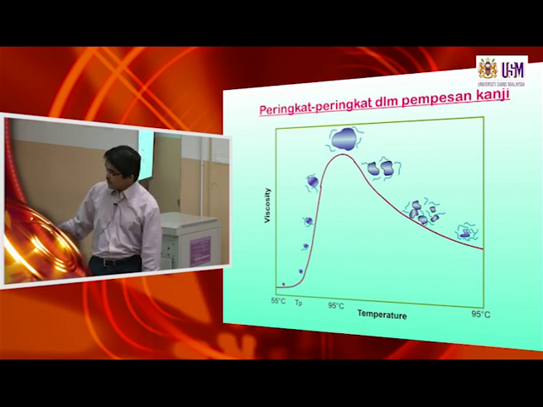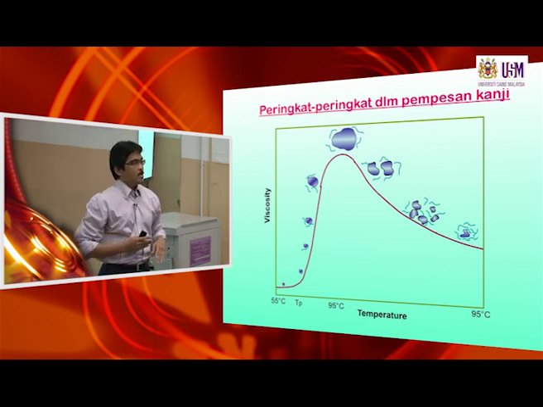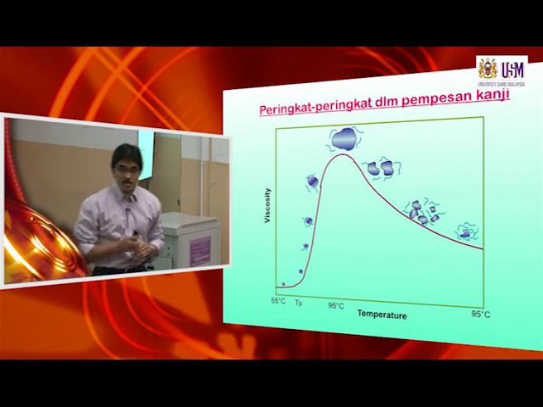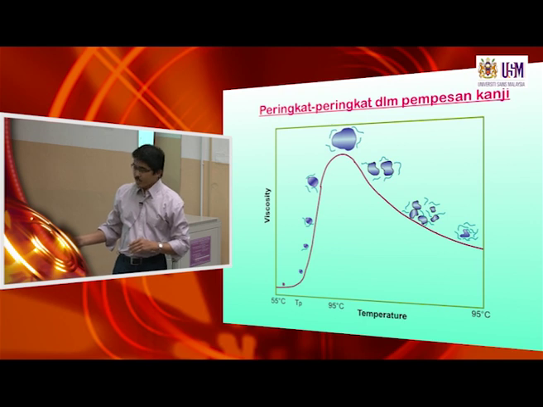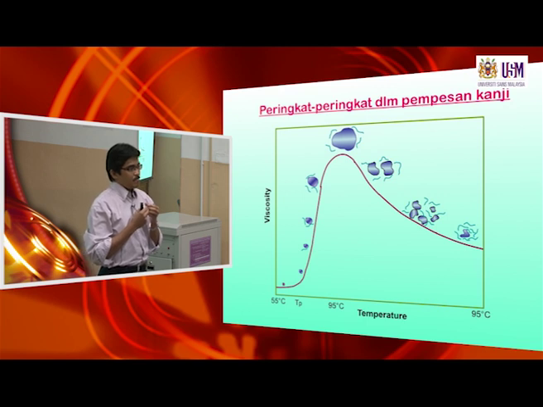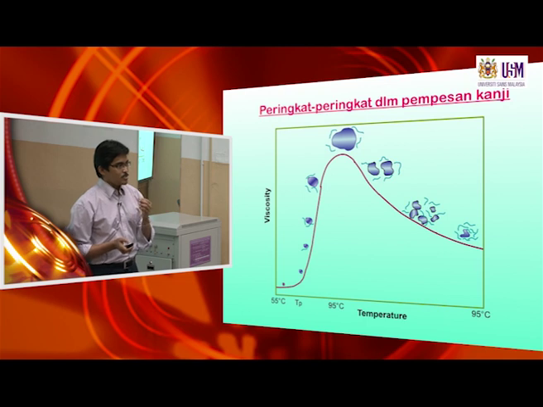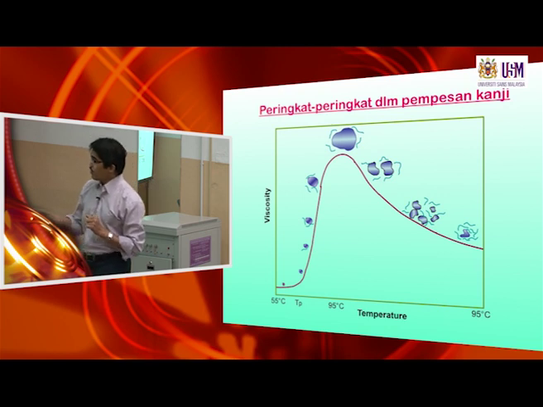So we can draw a tangent. The intersection of the two tangents will give you the onset of gelatinization. At this point, the granule will start to swell a bit, and maybe we don't get much amylose to leach out yet. Then increasing a little bit more, you start to see some shorter amylose chains start to diffuse out, and more and more, until the granule reaches the maximum swelling capacity.